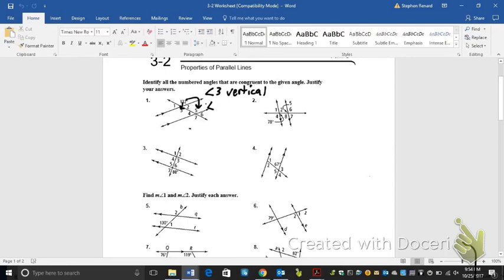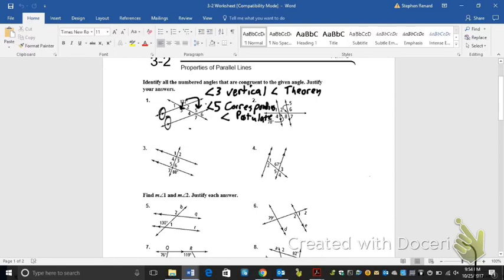We can also look at angle 5, and we can do this because of the corresponding angles postulate. The corresponding angles postulate says that when we have two parallel lines, which we do, because we have these little arrows that mean it's parallel, and they are crossed by a transversal, which they are, then we know that the corresponding angles are congruent.